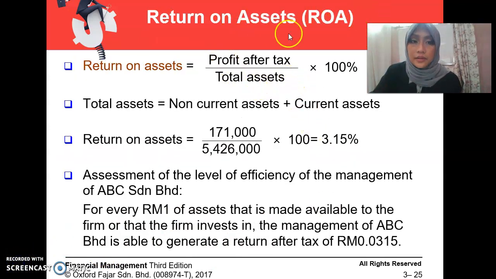Whereas for return on asset, this is the formula: profit after tax over total asset times 100. Total asset is actually non-current asset plus current asset. I showed you earlier through the income statement. So you will get 3.15%. So for every RM of asset that is made available to the firm, the management is able to generate a return after tax of 0.0315. For every RM of asset, the firm can generate this return.